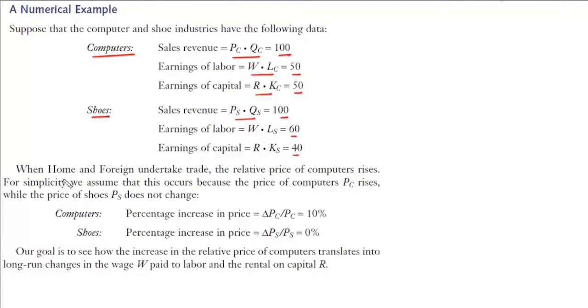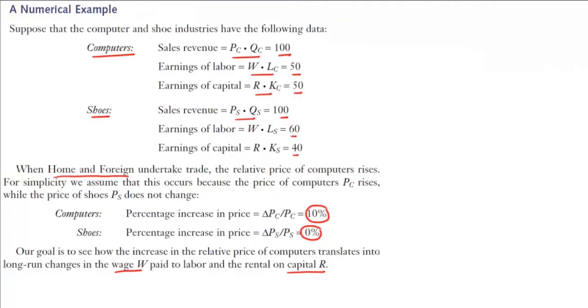Now it says, when home and foreign undertake trade, the relative price of computers increases by 10%, whereas there is no change in the price of shoes. So we need to determine, with this increase in the relative price of computers, what will be the long-term changes in the wage W and in the rental on capital R.